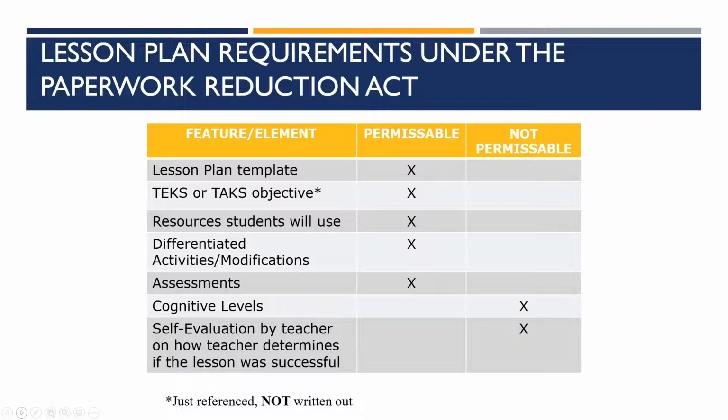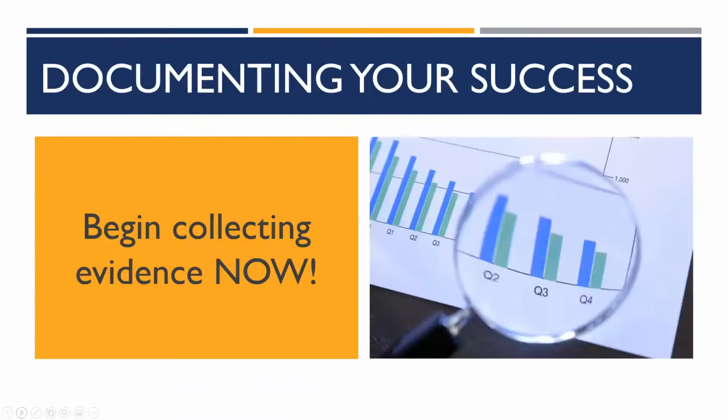Things that they cannot require you to list are your cognitive levels, or require you to do a self-evaluation of your lesson. Now, I tell teachers, when you have that formal observation, I think it's really important for you to do some self-reflection for your post-conference. When you go into your post-conference, you can say, hey, this worked really well, I want to continue to use this strategy, but I noticed that maybe this didn't work so well. T-TESS is a growth model. It is great if it's implemented correctly. It's about you growing over the rest of your career. So self-reflection and self-evaluation is really great to do after a formal observation for your post-conference.